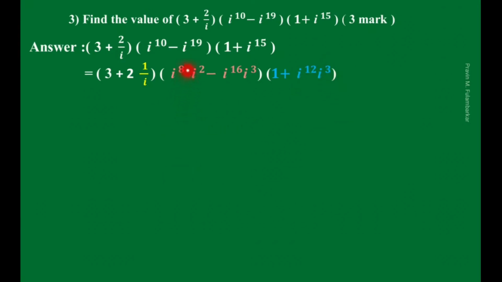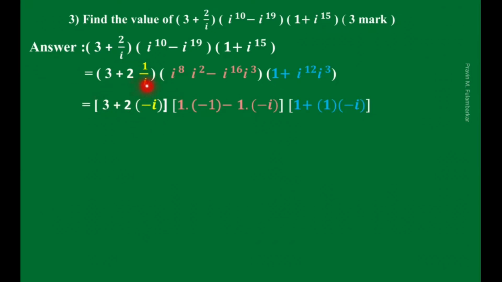Why do we write i raised to the power 8? This 8 is a multiple of 4, and this 8 can be written as i raised to the power 4 raised to the power 2. Here also i raised to the power 16. So 16 is a multiple of 4. So we write 16 as 4 into 4. And this 12 can be written as 4 into 3.